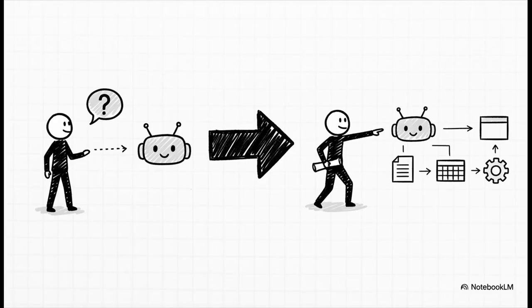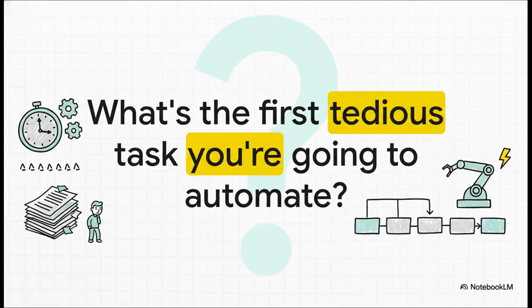So let's bring it all home. The big mental shift here is this. You're not just chatting with an AI anymore. You are directing an operator. You're giving orders to a capable agent that can go out and do complex work for you. It's about delegation, not just conversation. And that leaves us with one final and really important question. Now that you've seen how easy this is, think about your own work week. What's that one annoying, repetitive thing you always have to do? What's the very first tedious task that you are going to automate?